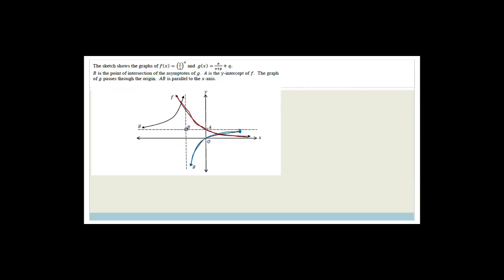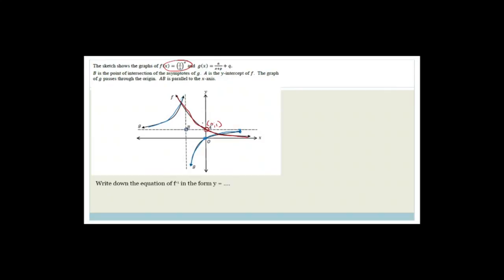And if it's cutting there, what does it have to be? That value there has to be 0, 1. That's nice and easy then. A is the y-intercept of f. The graph of g passes through the origin. And they tell you that AB is parallel to the x-axis.